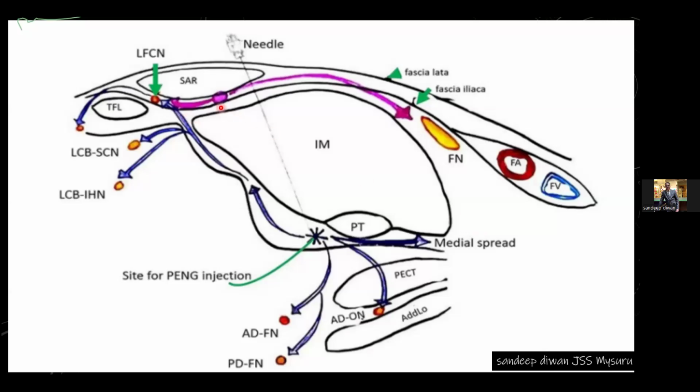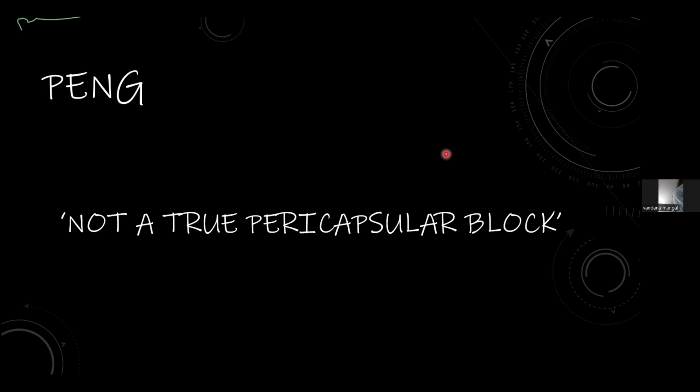This is just a schematic diagram. The point of injection and the flow of the local anesthetic at these sites. And then this is the infrainguinal, the obturator nerve, the divisions of the femoral nerve, and then it goes even along the fascia iliaca towards the femoral nerve. So that would be probably the spread of the injectate in a cadaver at least. We are trying to correlate with some contrast studies in live subjects as well. So it's not a true pericapsular block. This is what we came to conclude.